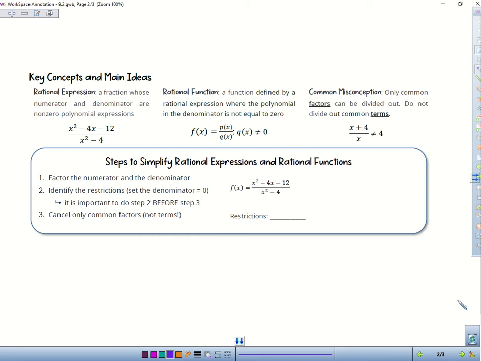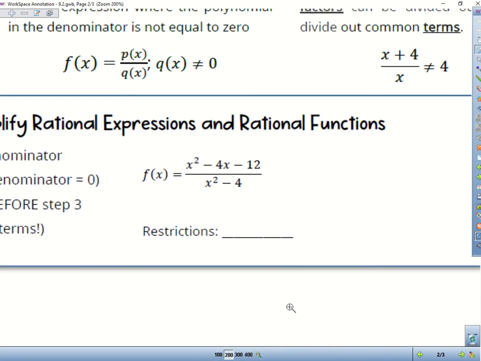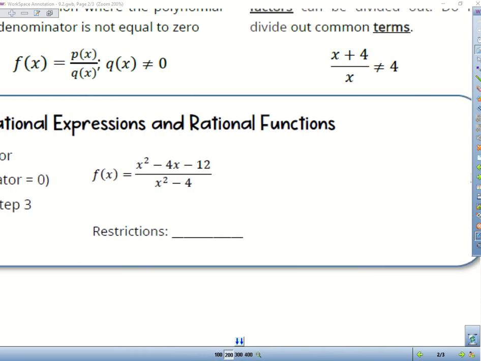And only common factors can be divided out. You cannot divide out common terms, so it has to be an entire factor. And we'll talk about how you can identify those things. So let's take a look at this first example. The first thing you want to do when you see a rational function is see if you can factor the numerator and the denominator.